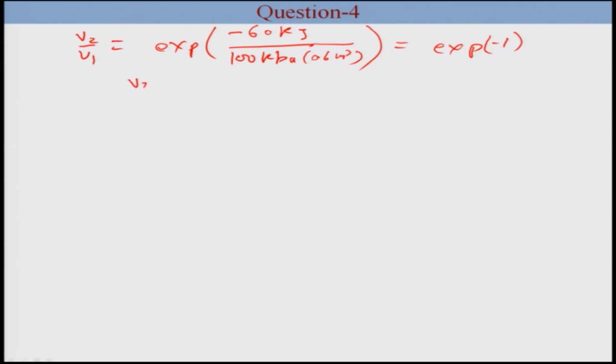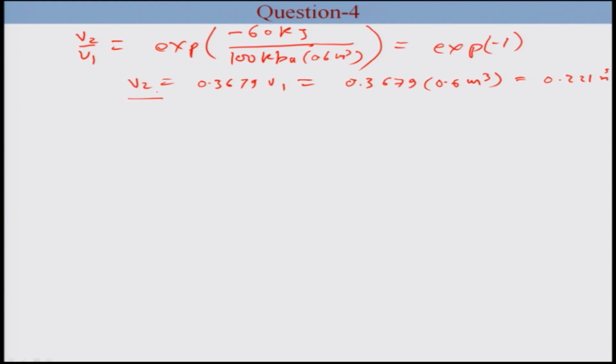So from here V2 will be equal to 0.3679 times V1. And V1 is 0.6 meter cube, so 0.3679 into 0.6 meter cube. So this gives V2 equal to 0.221 meter cube. So this is the final volume.